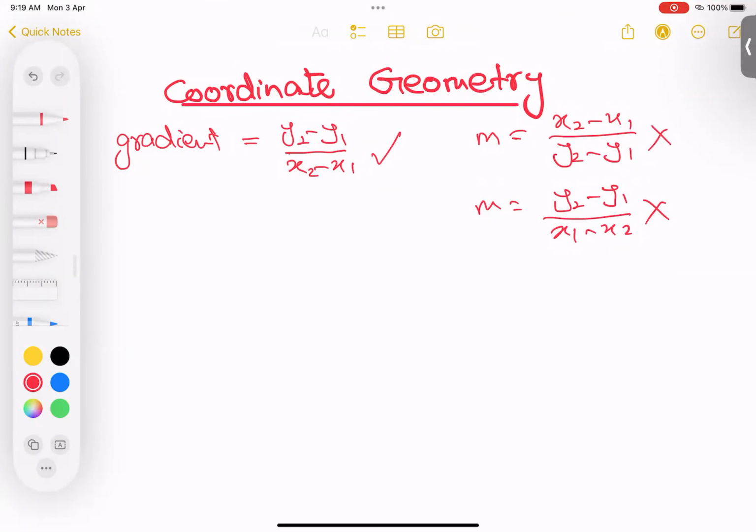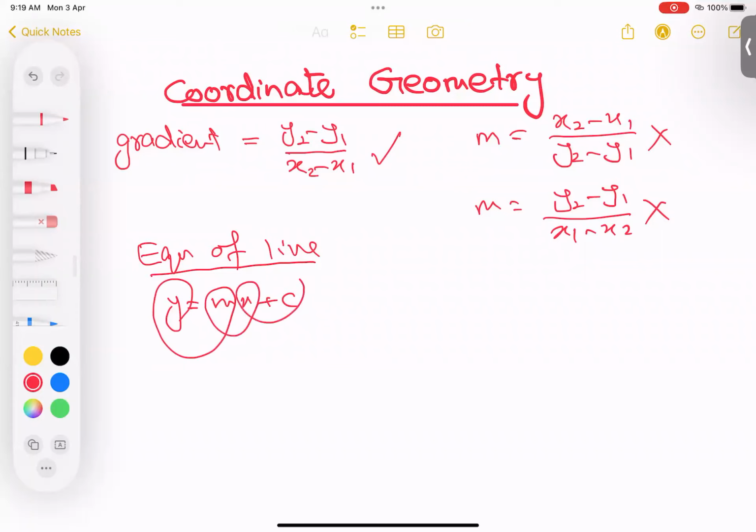Okay. The second part: equation of line. What is the equation of line formula, students? y equals mx plus c. Now you ask me, sir, what is y? What is m? What is x? What is c? I'll discuss all of these together in one concept, using one line.